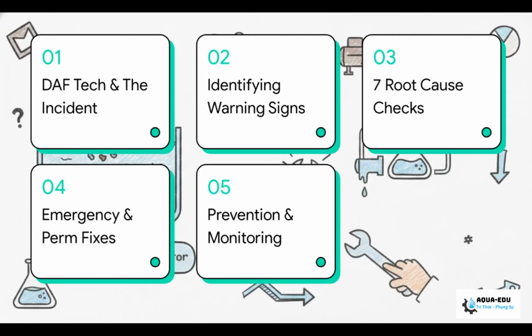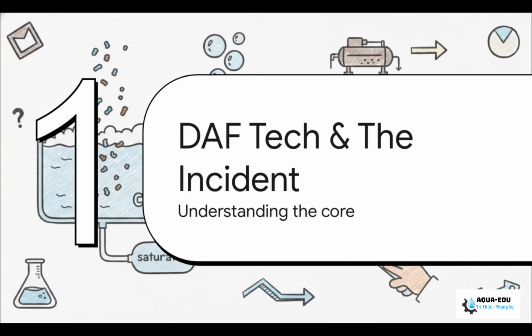We'll start with a quick refresher on the DAF technology itself, then move right into identifying the early warning signs on the floor. After that, we'll run through our 7 root cause checks, execute both emergency and permanent fixes, and finally, lock down our long-term prevention and monitoring setup. All right, Section 1, DAF technology and the incident.